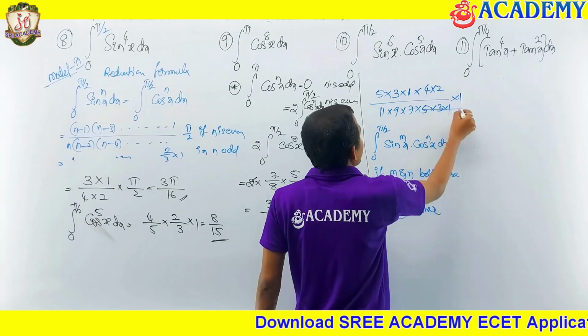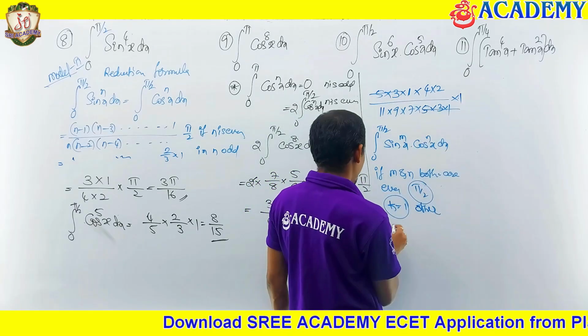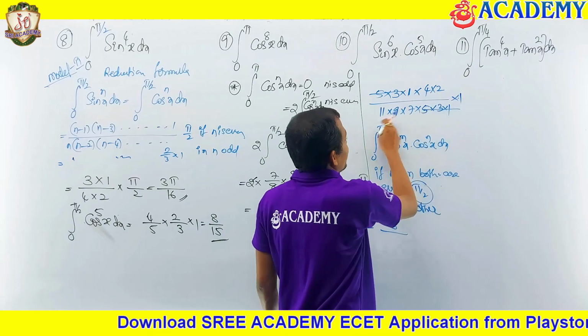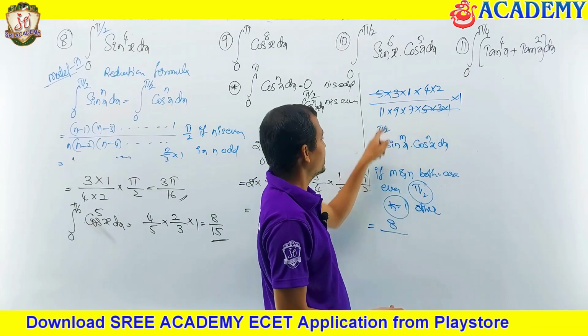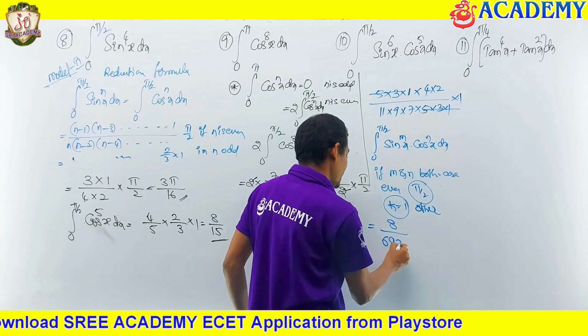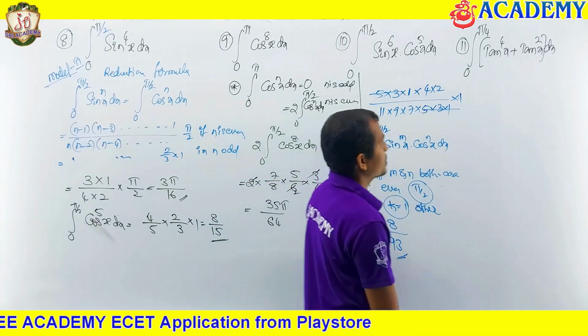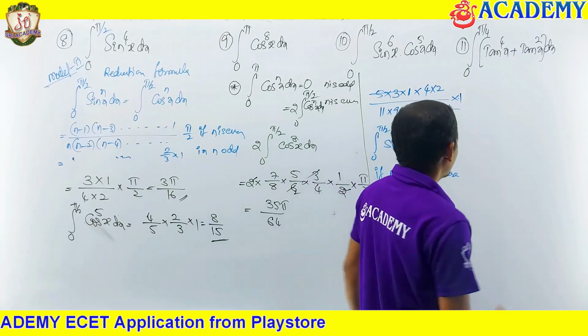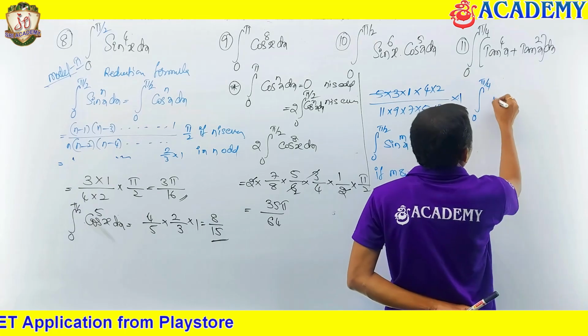That is 5 and 3 cancel. If you represent, the answer is going to be 8. 4 into 8 divided by 9 into 7 into 11, 63. 11 into 63 is nothing but 693. This is your answer.